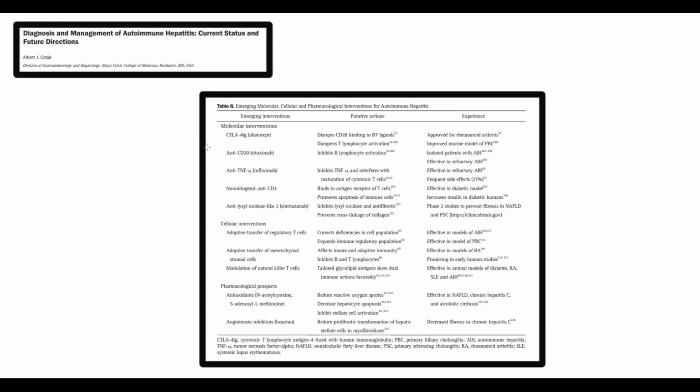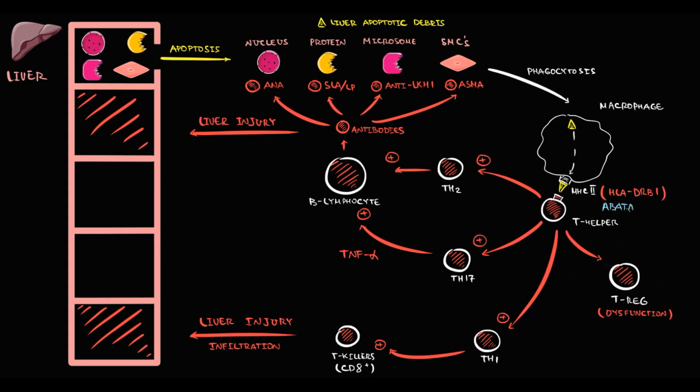Nowadays, we have new medications for autoimmune hepatitis. They are not in the guideline, but sooner or later we will use them. The first medication is called abatacept. This drug inhibits activation of T helpers. Abatacept blocks activation of T helpers, and by this we can prevent differentiation of T helpers into the subtypes. So basically, we can inhibit every inflammatory pathway that leads to tissue injury.